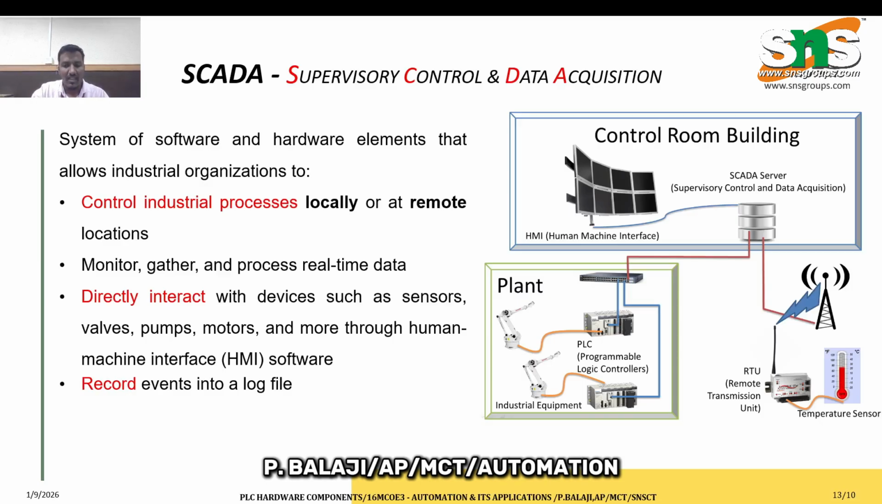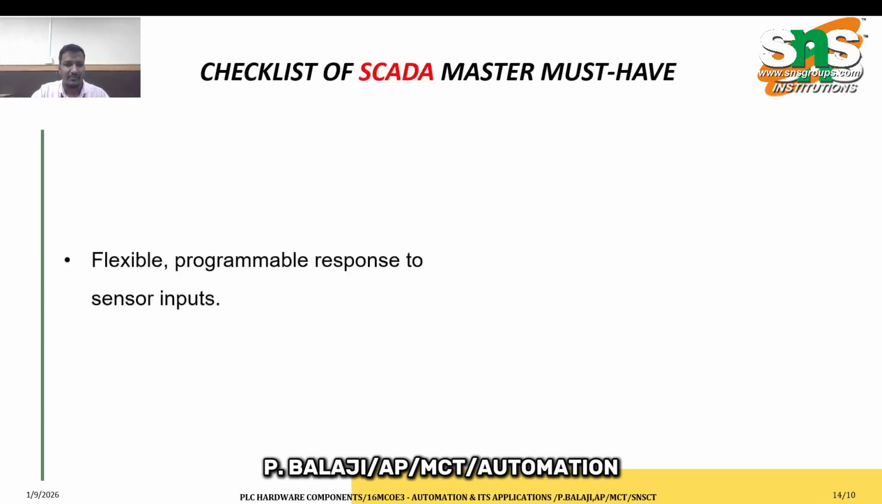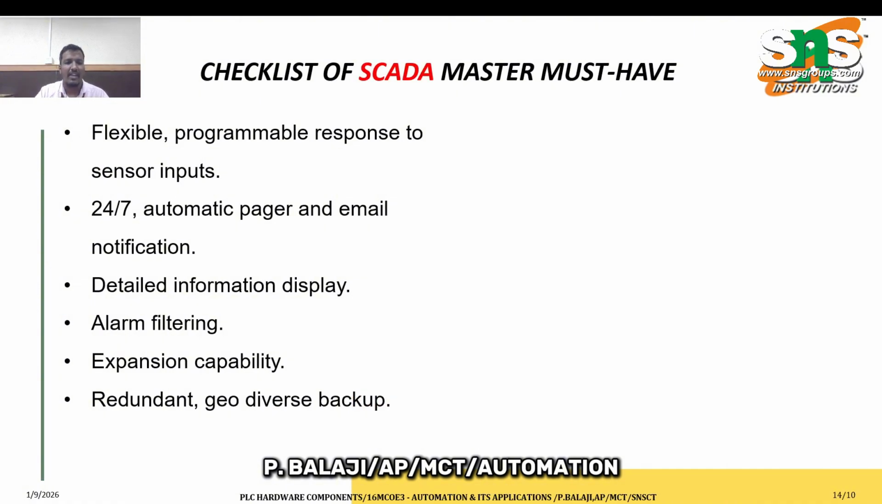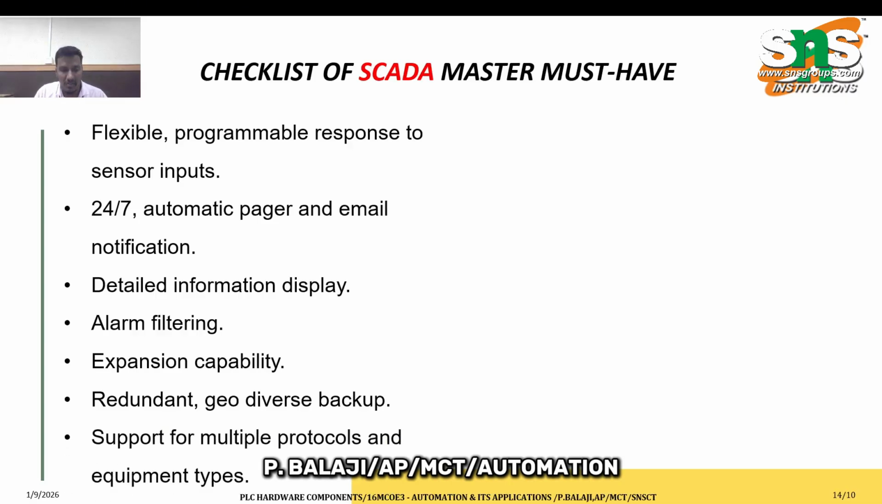Next, the checklist of the SCADA system. In the checklist we have flexible programming response to sensor inputs, 24/7 automatic pager and email notification, detailed information display, alarm filtering, expansion capability, redundant and geo devices backup, and support for multiple protocols and equipment types.